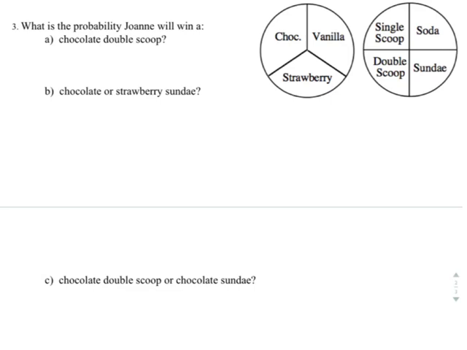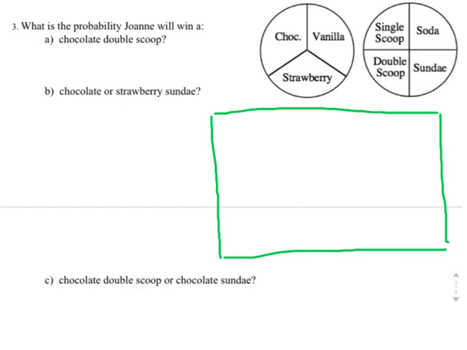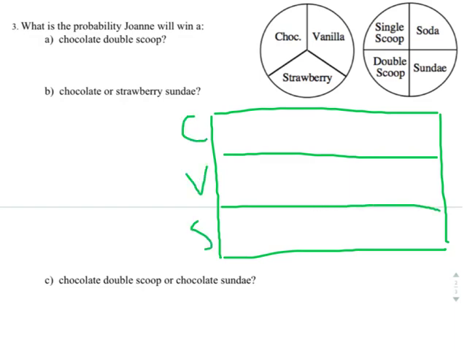Okay, question number 3. What is the probability Joanne will win a chocolate double scoop? It looks like 3 kinds of ice cream and 4 ways that you could serve the ice cream. So I'm going to draw a probability rectangle for this. We're going to draw a rectangle. Should have left more room up at the top. Oh well. I'm going to split this into 3 for the 3 kinds of ice cream that we have. We have chocolate, vanilla, strawberry.